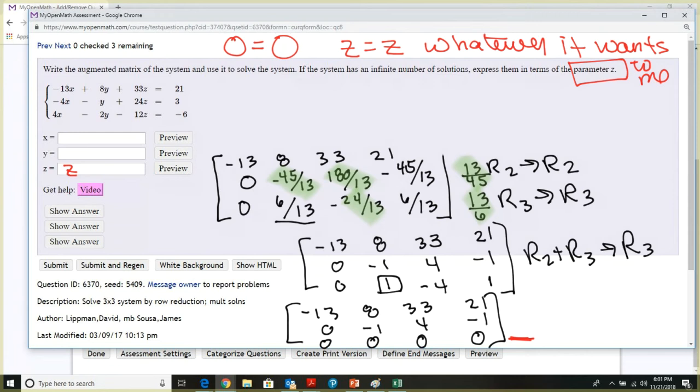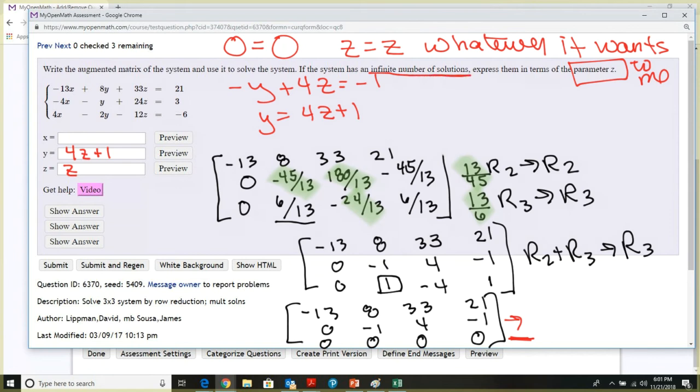So looking at the second equation, this tells me negative y plus 4z's are going to equal negative 1. Well, z is allowed to be whatever it wants to be. So let's solve this for y real quick. If I move the y to the right and I move the 1 to the left, I'm going to get that y is equal to 4z plus 1. So that's actually what we're going to put in for y, 4z plus 1. You see, this has an infinite number of solutions because z can be whatever it wants.